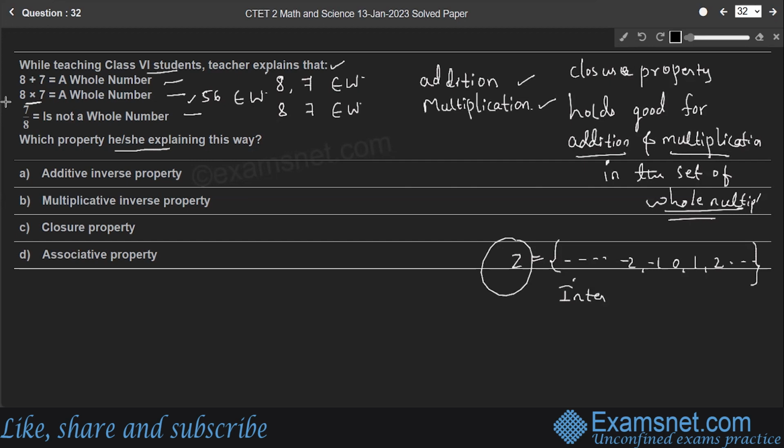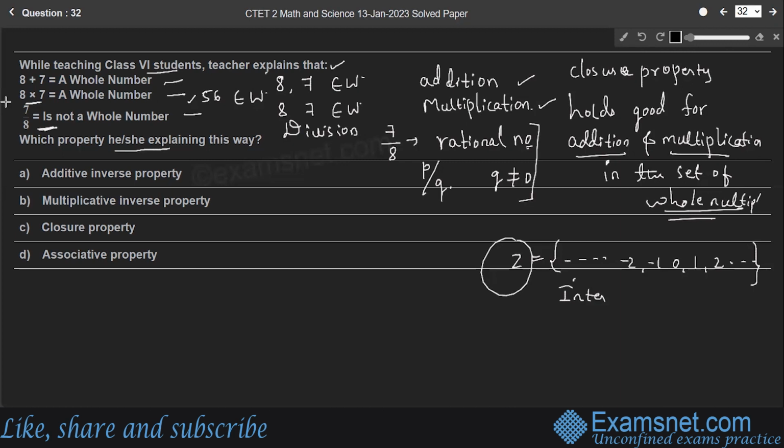Right. Here 7 by 8, here the operation is division. So closure property doesn't hold good for division. Here 7 by 8 is not a whole number. Instead, it is a rational number. Rational number means a number which can be expressed in the form of P by Q, where P and Q belong to the set of integers and Q is not equal to 0. Such numbers are called rational numbers.